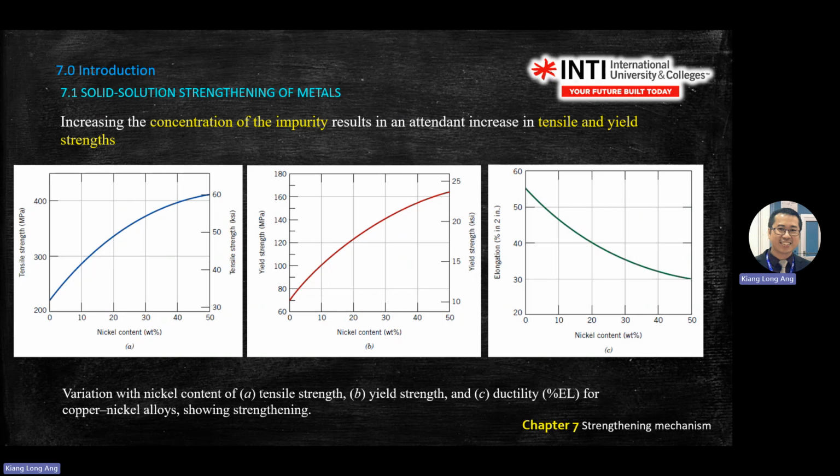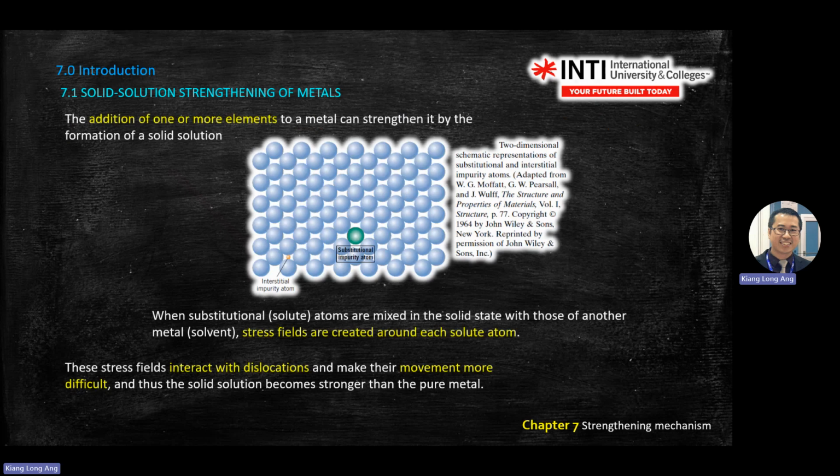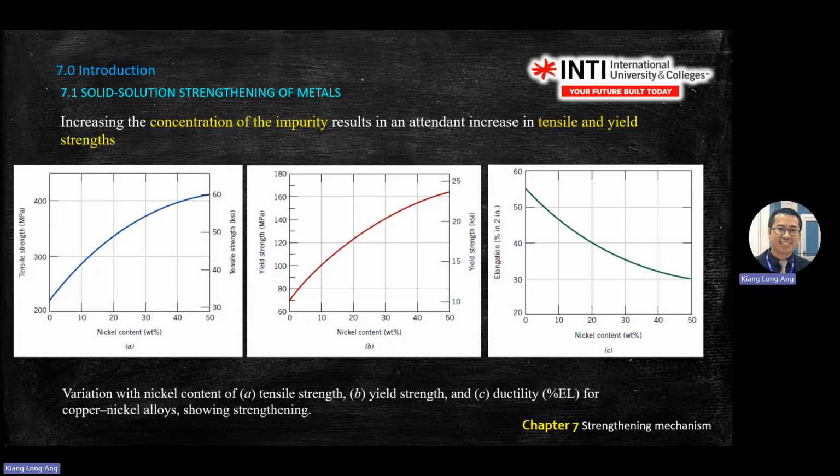Elongation reduces. Why? Because there is not enough space for the dislocations to move. So it's very hard to elongate because you already added impurity inside the solvent. These are the three graphs which are important when you explain the strengthening mechanism. You increase the nickel content, and you link elongation with ductility.